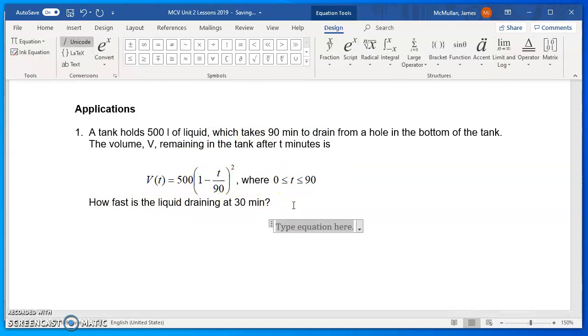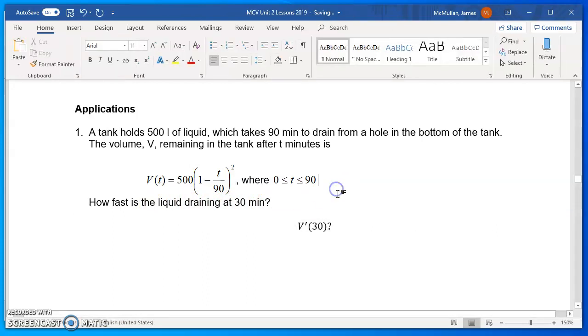What is this question asking? It's asking what is v prime of 30, right? Because v prime would be how quickly the tank is changing volume. And of course, to change volume is to be draining in this case, since it's going to be negative. So how fast is the liquid draining? That's asking you what is v prime of 30. That's literally what that means, right?